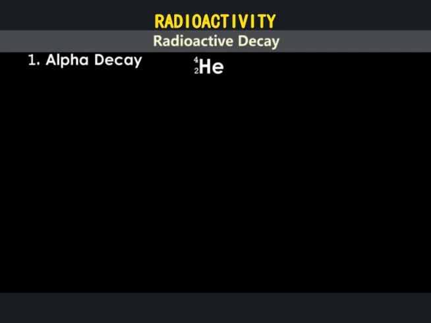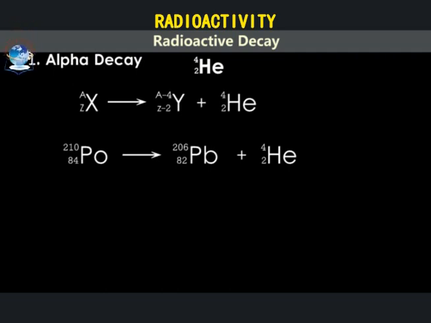So if a nuclide decays by release of an alpha particle, the mass number decreases by 4 and the atomic number by 2. So if a parent nuclide X with mass number A and atomic number Z undergoes an alpha decay, we shall have a daughter nuclide Y with mass number reduced by 4, that is A minus 4, and atomic number reduced by 2, Z minus 2, plus an alpha particle, which is essentially a helium nucleus. Notice that the daughter nuclide is completely different from the parent. To identify the daughter nuclide, we simply check the new atomic number from the periodic table. For example, polonium undergoes alpha decay to form lead as shown here.